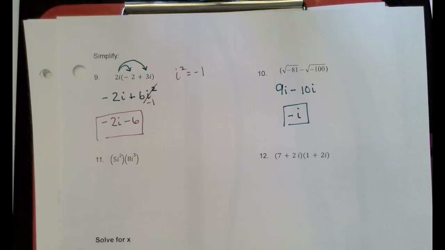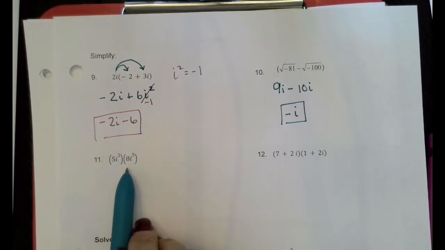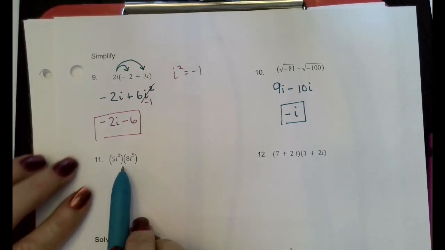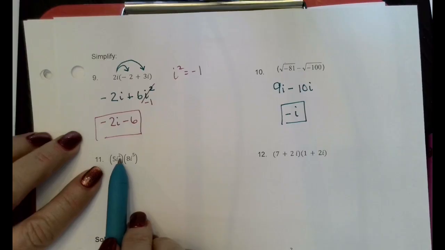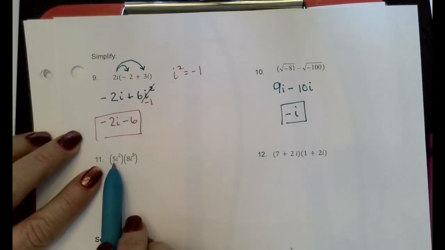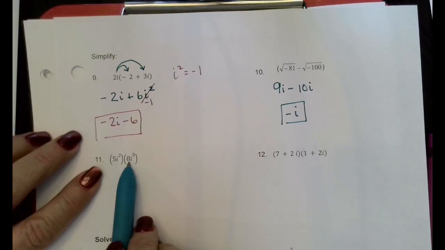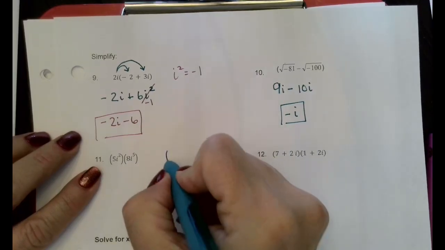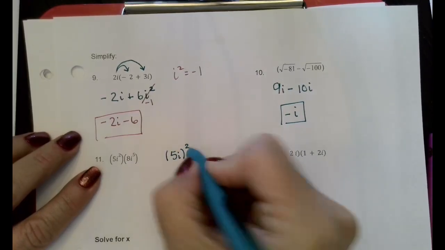All right. Now, exponent rules stay. These are the same exponent rules that we had last semester. So the power here is only on the i. The power here is only on the i. So we don't do anything to the 5 or the 8 except for multiply those together. It would look different if it looked like this.